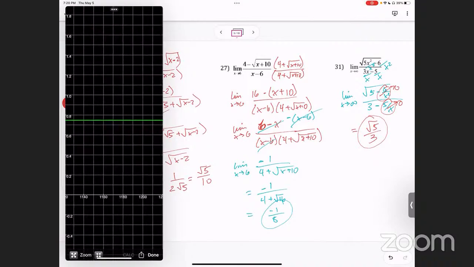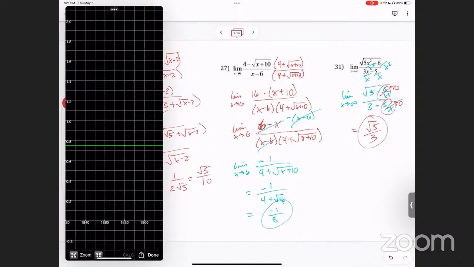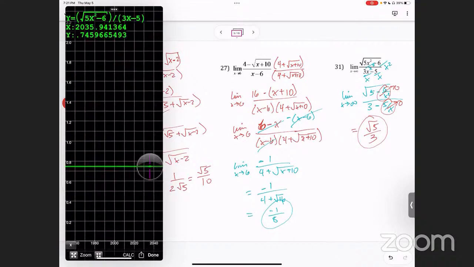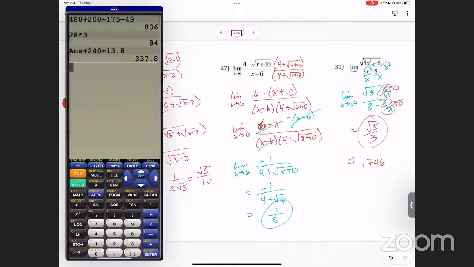As I go, see how I'm at 1,000? The problem is it's hard for you to know what that exact number is. The approximate number is 0.746. That's approximately the number. So it's not like you'll know exactly what that number is, because this is an irrational number. The square root of 5 is an irrational number.